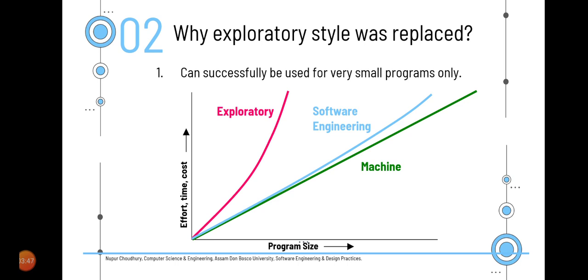You will see that for small programs it is successful, but as the program size increases, the effort, time, cost all increase exponentially. That means maybe to develop a 100-line program, it took a couple of hours, but to develop a 1,000-line program, it might take several months or it might culminate into a year. But after some size, the exploratory style just breaks down. Even if you try your best using the exploratory style, still you cannot develop after a certain size.